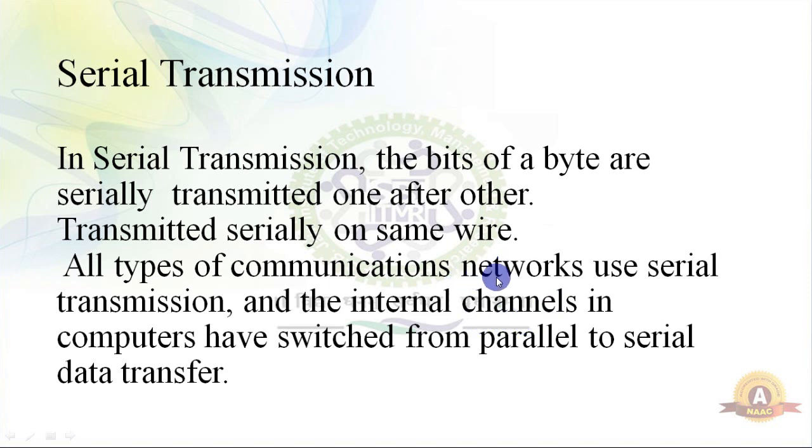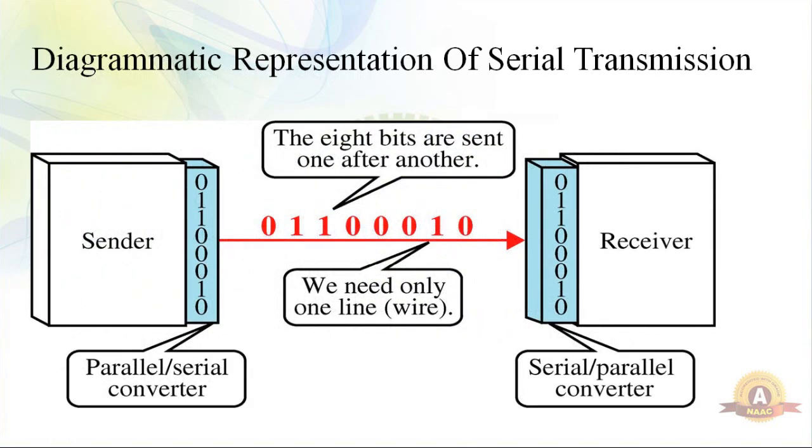Now we discuss how serial transmission transfers the data. This is the diagrammatic representation of serial transmission. In serial transmission we have the sender and the receiver. Here we are seeing that there is a sender, and this is the receiver. What does the sender do? Whenever the sender wants to send data, first it goes to the parallel to serial converter, and this converter converts the data one by one.